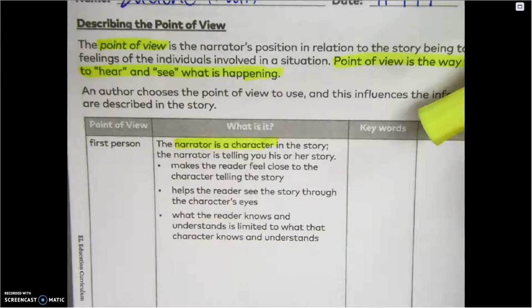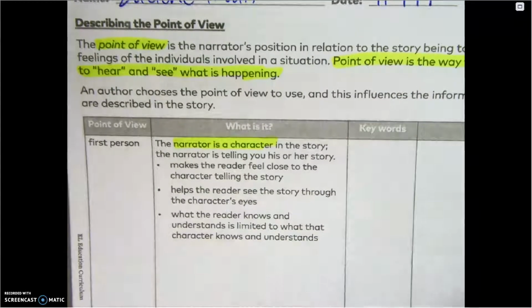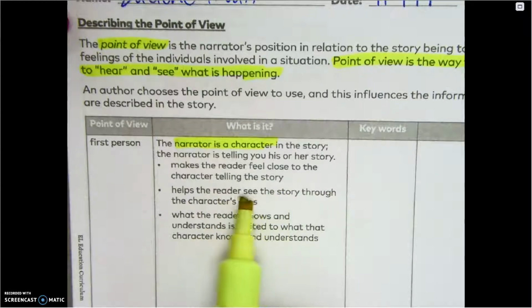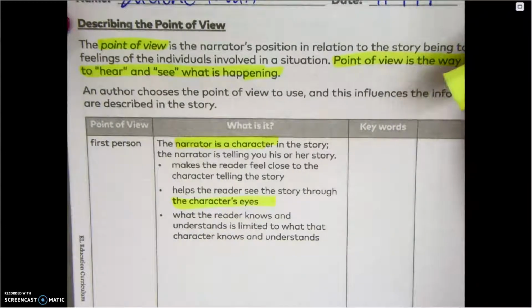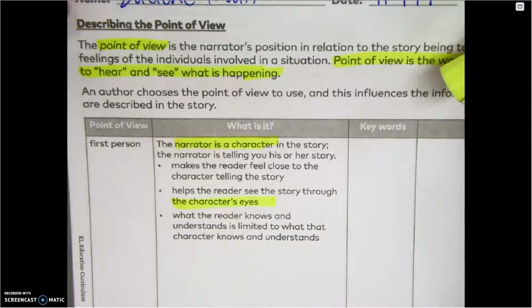So if I am writing a diary, so if I am writing about myself in the diary, I am also the character. If I'm talking about myself, remember I come first, so it'll be first person. It makes the reader feel close to the character telling the story. It helps the reader see the story through the character's eyes. And what they mean by that is, if you come across my diary and you read my feelings, it'll make you involved with my feelings. You'll know exactly how I'm feeling. Does that make sense?